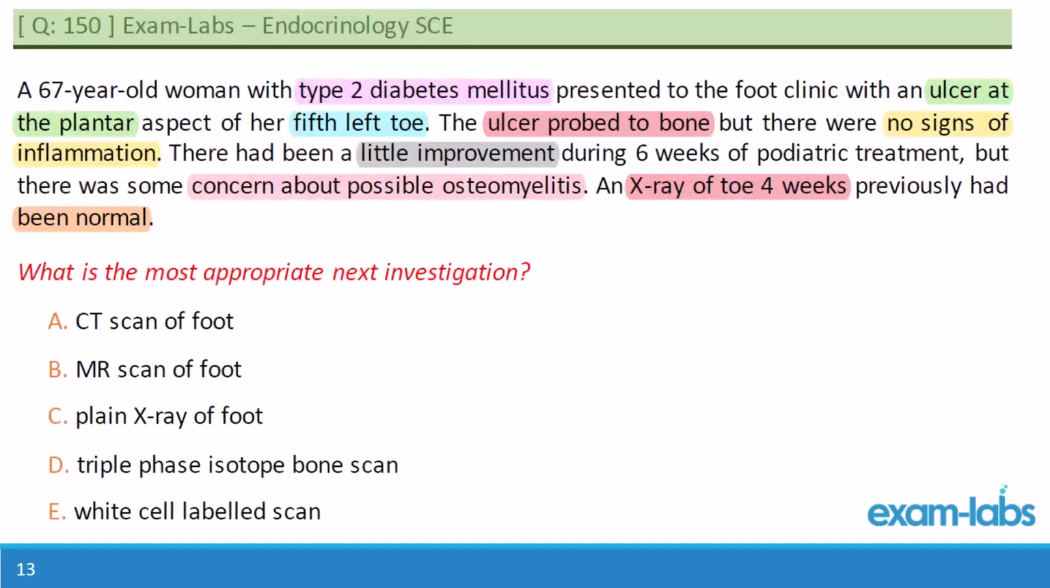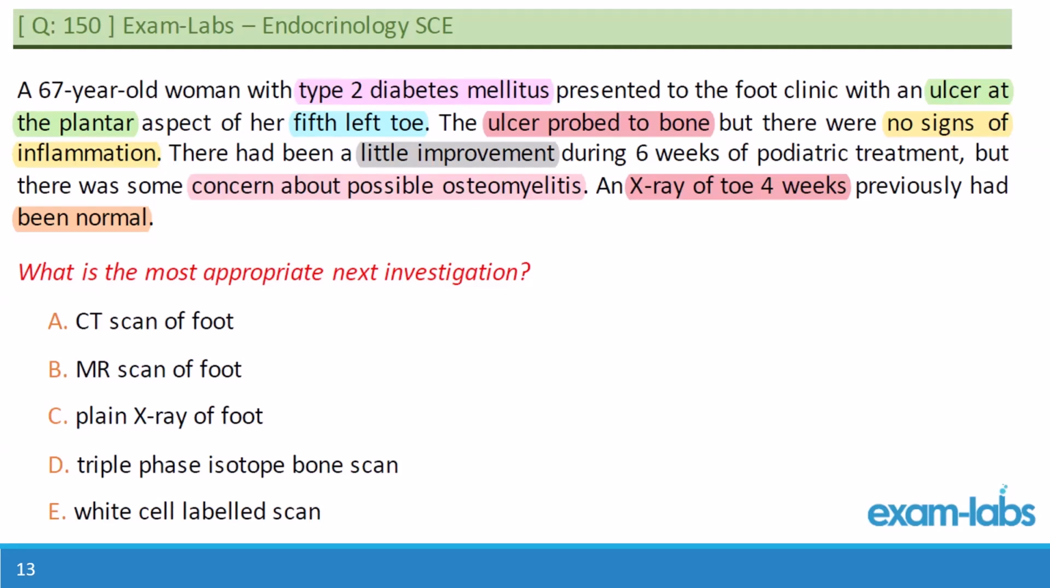Another question regarding differentiation of osteomyelitis. We have a type 2 diabetes mellitus patient presenting with an ulcer on the plantar aspect of the fifth left toe. The ulcer probes to bone, with no sign of inflammation and little improvement. The patient is concerned about possible osteomyelitis. An X-ray from 4 weeks ago was normal. What is the most appropriate next step?